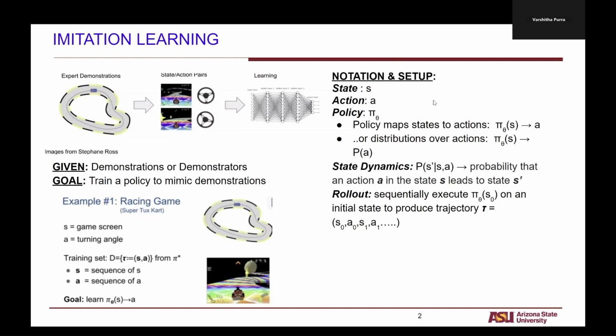State, represented by S, is the current condition or observation. Action is the decision that is taken in response to the state. A policy is a function that maps states to actions, and rollout is a sequence of actions and states generated by the policy over time. You can see an example at the bottom here.